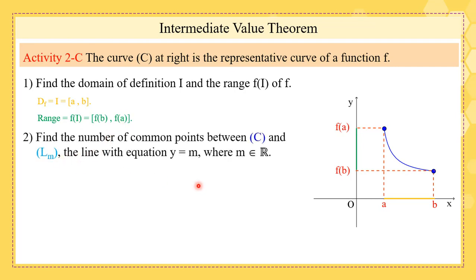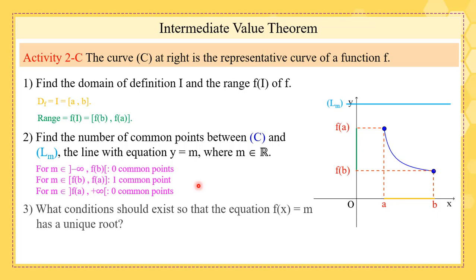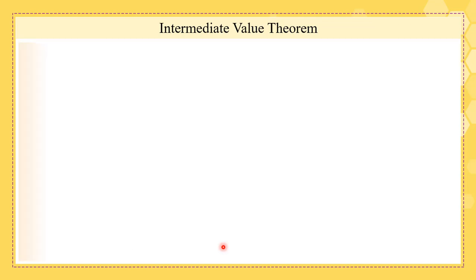Then we need the number of common points between L, M, and C. You see? Now, so far, they don't have any common point. Then, from f of b to f of a, they do have one common point. And from f of a till plus infinity, they don't have any common point. Again, what are the conditions that exist so that we have a unique root? In fact, f should be continuous, strictly monotonic, and m should belong to f of I.